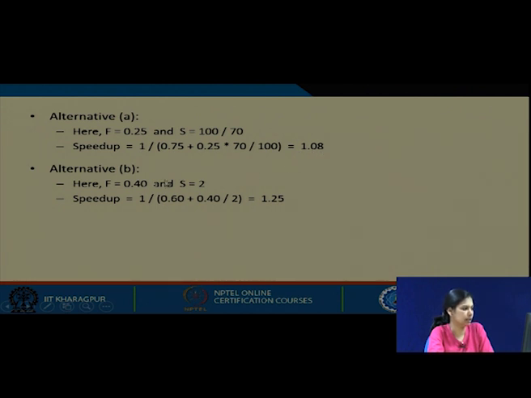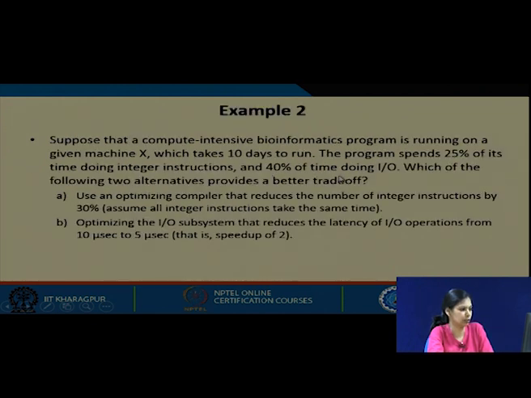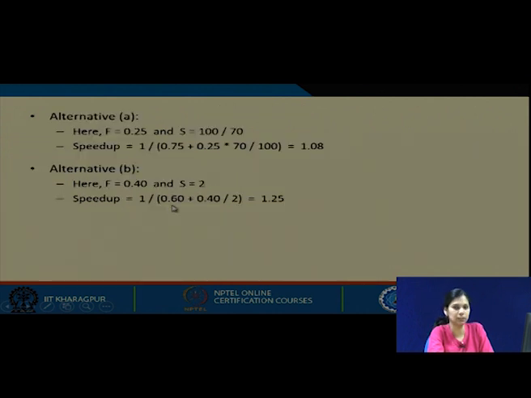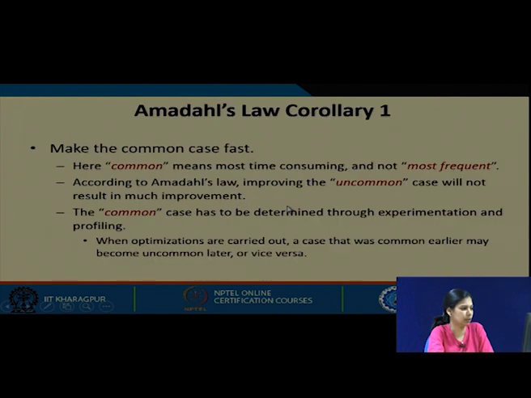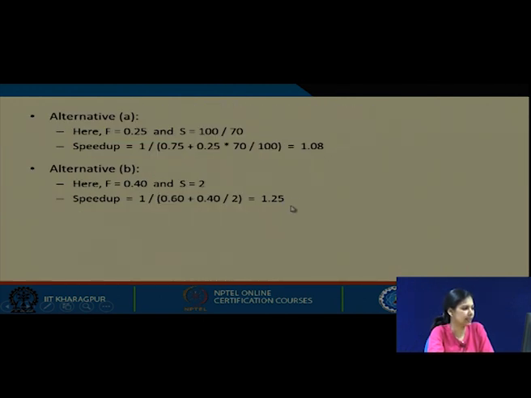1.08. Let us take the next alternative where the I/O bound job is 40% and for the rest 60% we are not doing anything, but on that 40% we are having a speed up of 2. So, in this case if we solve the speed up equation, we are getting 1.25. So, we can say that alternative B is better than alternative A, where here the speed up on 25% is made and here the speed up on 40% is made.